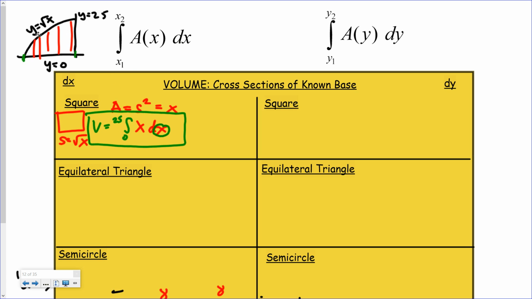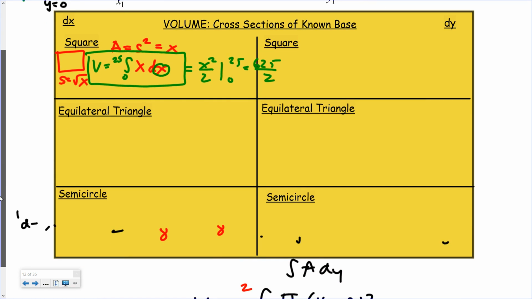With a known base of y equals square root of x, y equals 0, x equals 25, with squares perpendicular to the x-axis. Pretty easy, right? So I'll just tell you guys that this answer is going to be, from 0 to 25, if you do this, 625 over 2. But I'm not going to solve all of them for you. I just want to set these up.